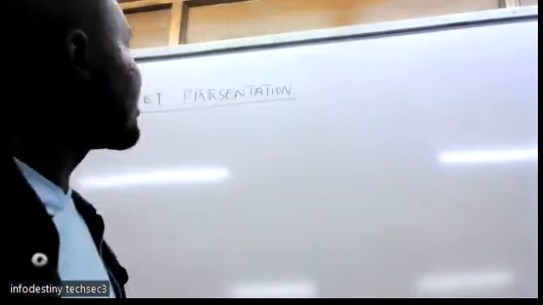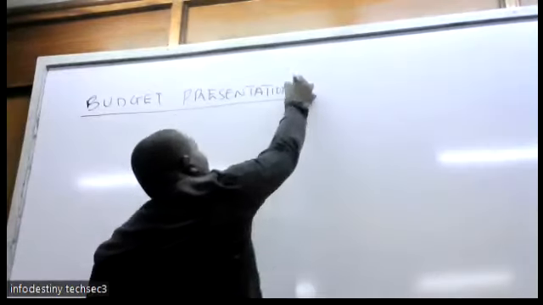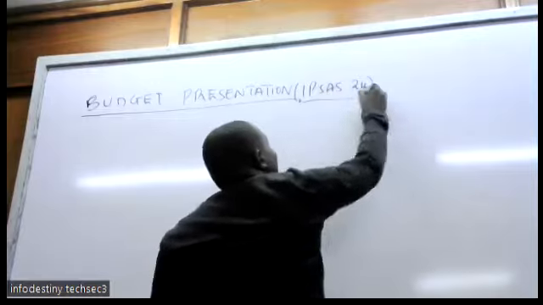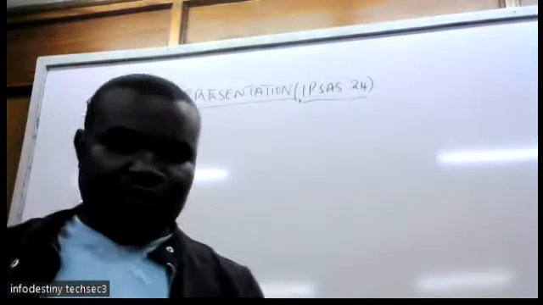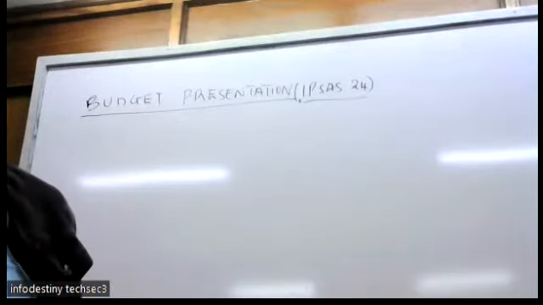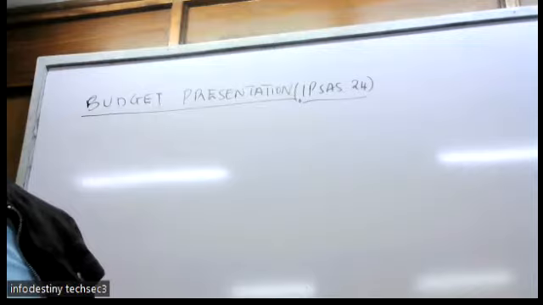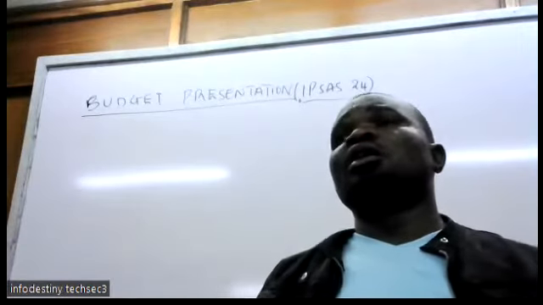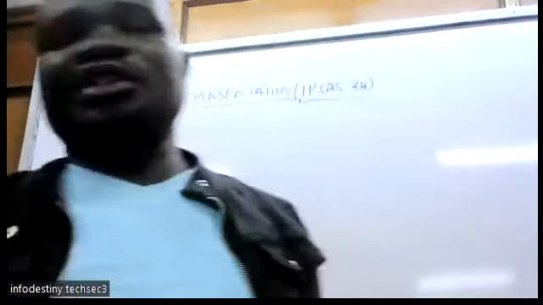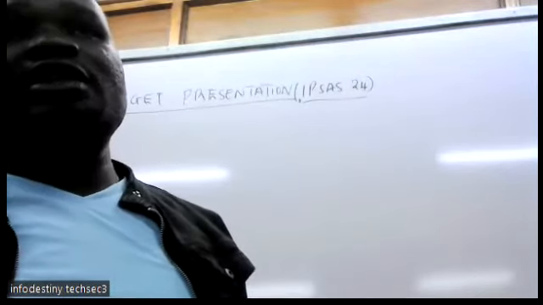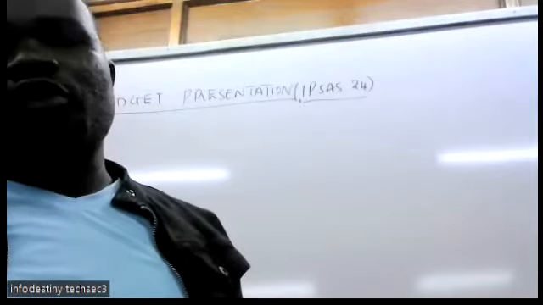So this is IPSAS 24. When we talk of budget, budget is just a comparison. You compare the estimated amounts versus the actual outcome. Then you report on variances. That is the main aim of a budget.